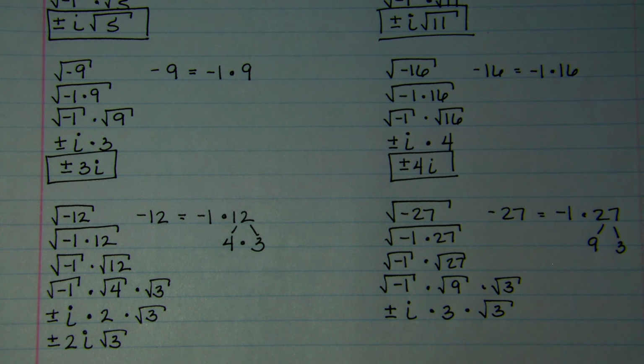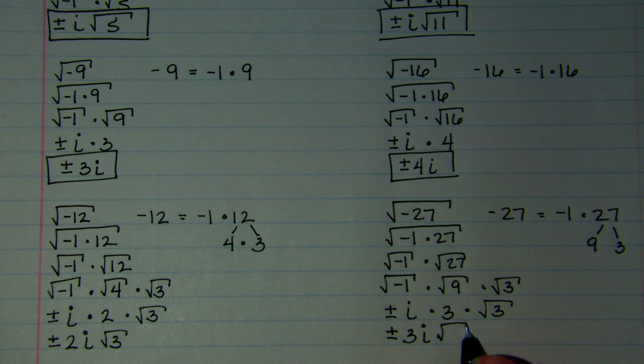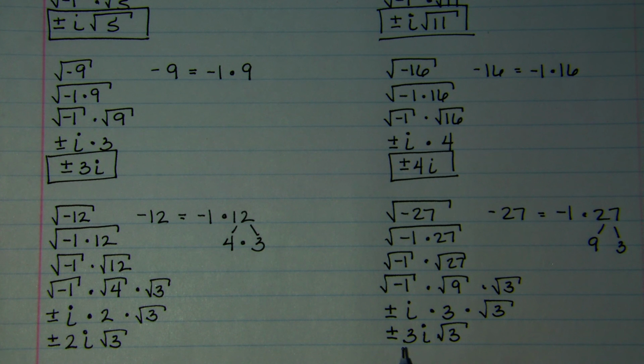It's a prime number, which means its only factors are 3 and itself, and it's not a perfect square, so we just leave it. Now, again, this is not an acceptable answer. We need to put it in the right format, and the right format is plus or minus number i root. Plus or minus number i root.